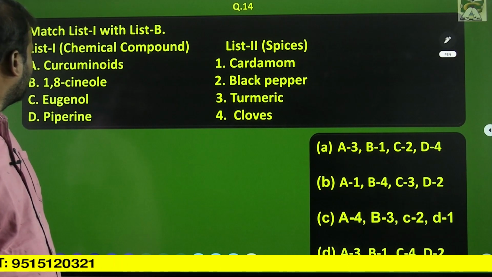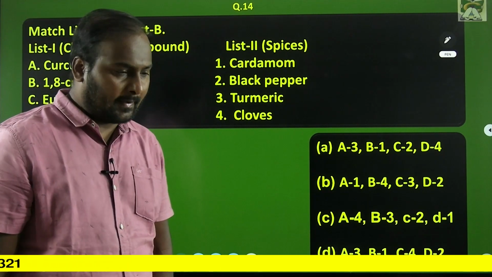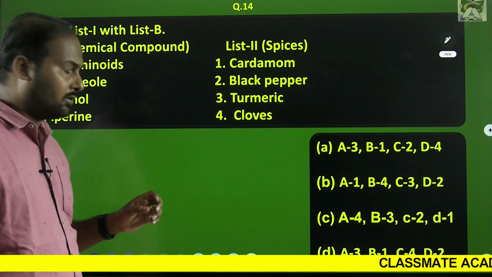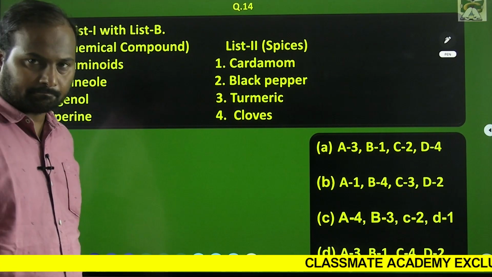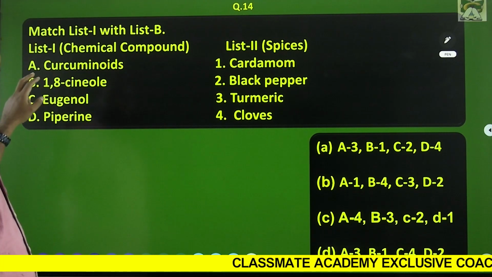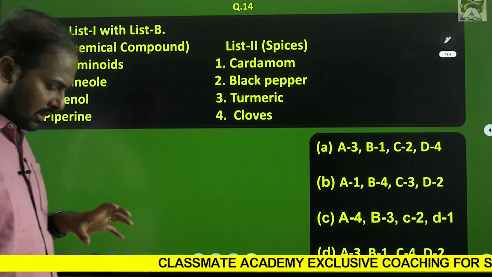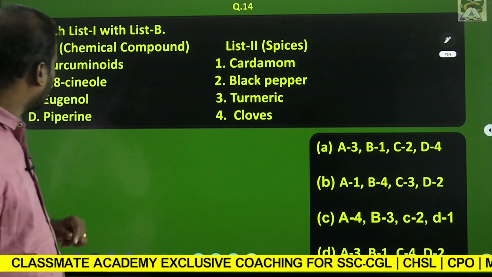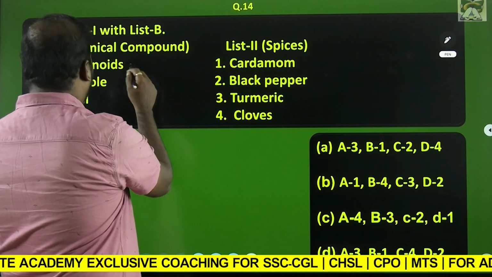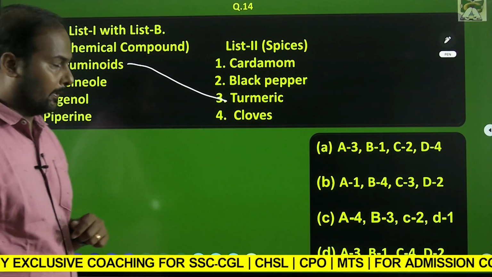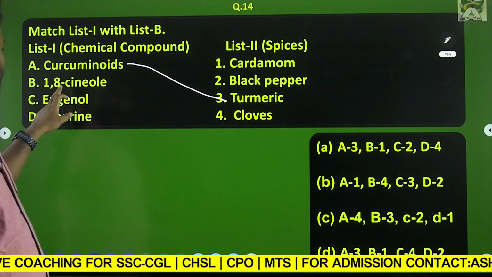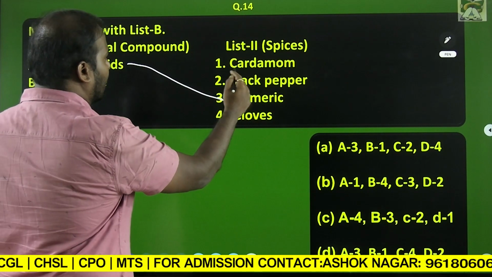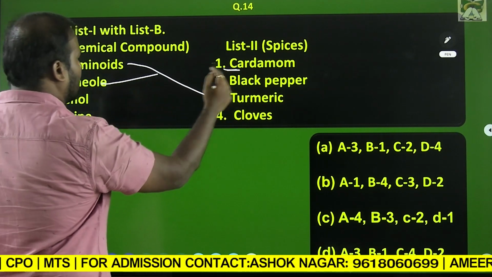Next one. Again, this question is from biology, to be frank. If you don't know this question, not a big deal. By seeing the words, you can answer them. How? For example, take curcuminoids. Curcuminoids are present in Curcuma longa. If you know the scientific name of turmeric is Curcuma longa, you can directly answer this one as turmeric. The other one is 1,8-cineole. See the word C. Obviously here also you can see a C word, cardamom. So C, cineole, this is your cardamom.